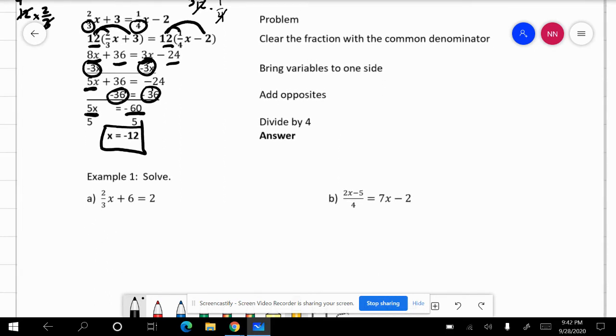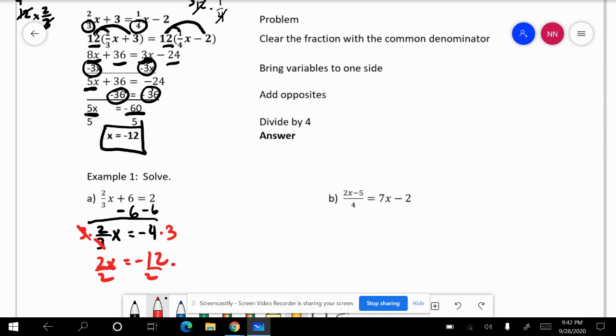So when we're looking at our first one, we only have one fraction. So we're going to subtract the 6. That gives us 2/3 x is equal to negative 4. I'm going to get rid of the fraction by multiplying by 3, and that gives me 2x is equal to negative 12. Then I divide by 2 to get x is equal to negative 6.